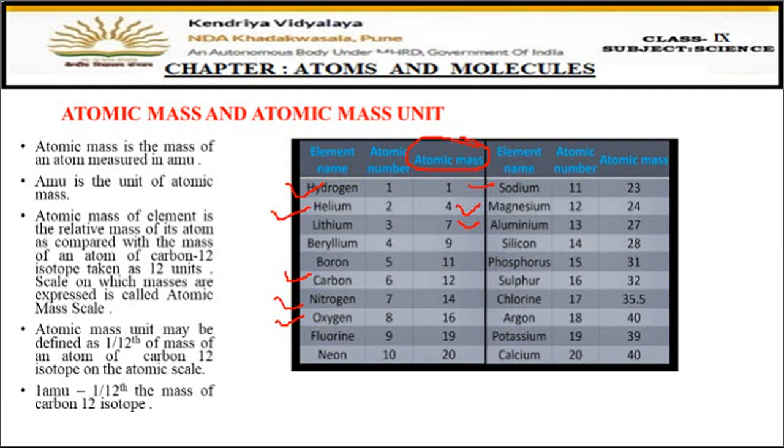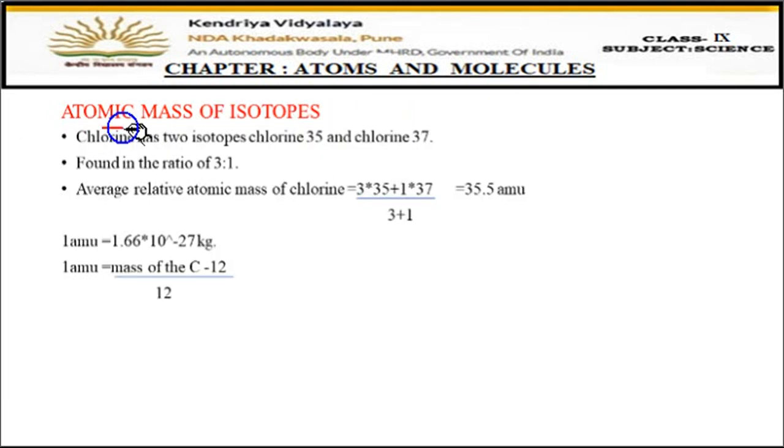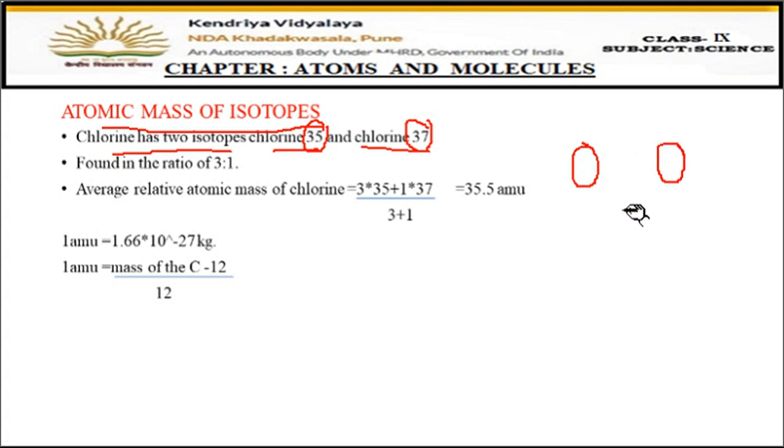Now, if there are isotopes, like chlorine has two isotopes. Chlorine 35 is available and chlorine 37 is also available. That means there are chlorine atoms whose mass is 35 AMU, and there are some chlorine atoms whose mass is 37 AMU. Like if I give you an example, there are two kinds of tomatoes in the market. If you go for buying vegetables, you'll find tomatoes.